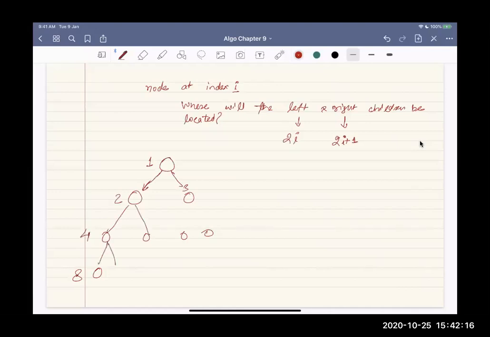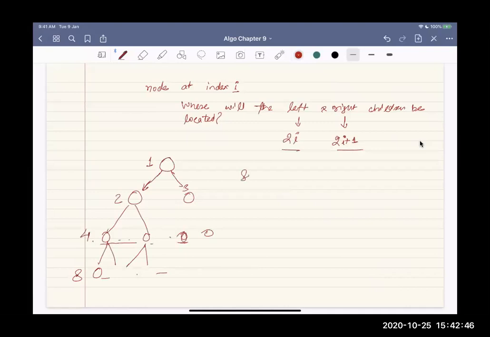If you take any other node, what would happen? For this one, the children are anyway 2i and 2i plus 1. For any node occurring at some position after this, every earlier node has two children, so you are anyway incrementing by 2. So at any index I, your children are located at 2i and 2i plus 1.